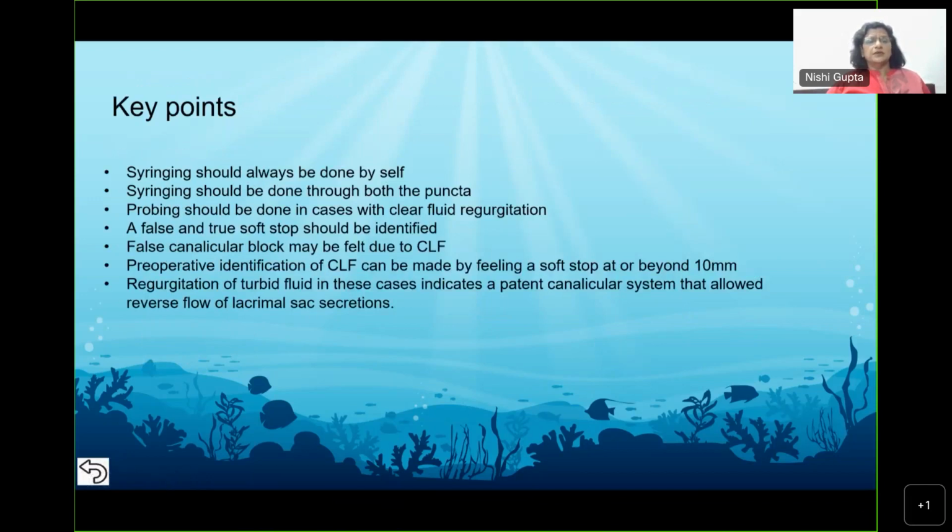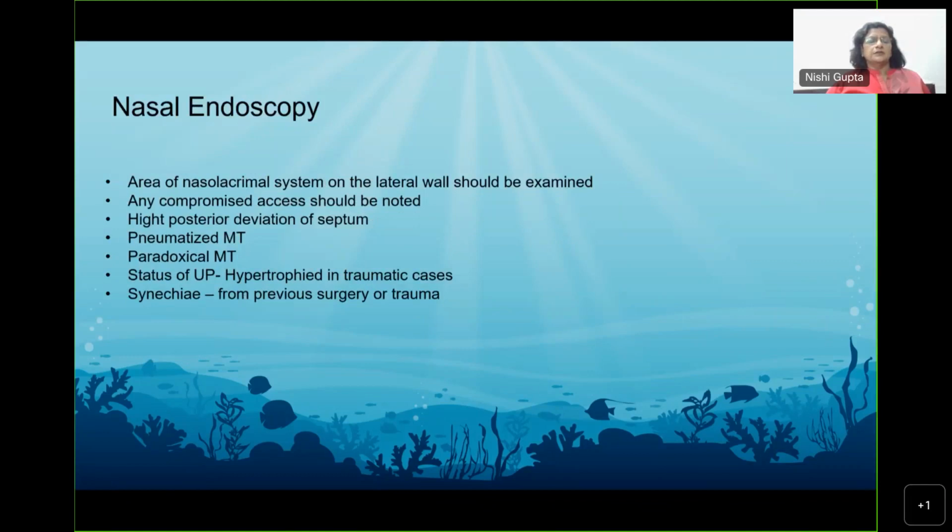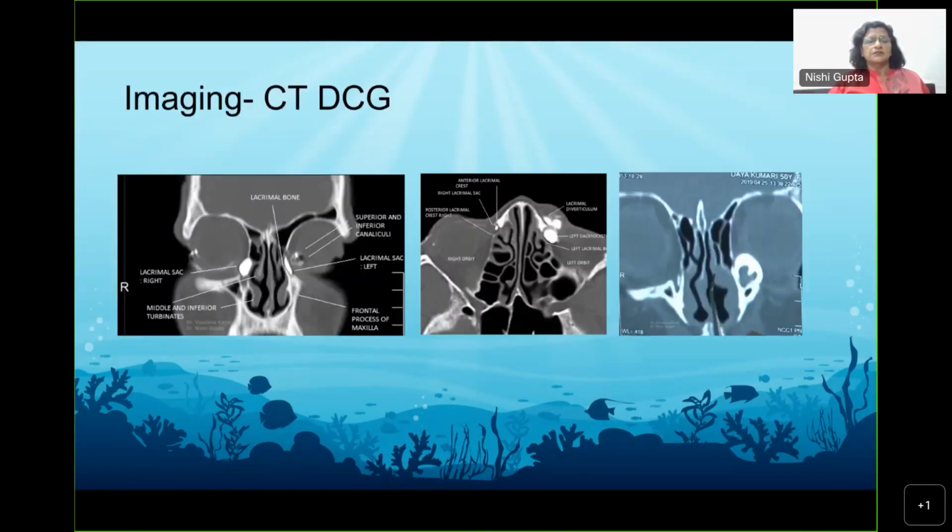I think everybody knows syringing should be done through both puncta. Probing should be done in clear regurgitation. And nasal endoscopy again is very important. This was imaging, CT dacryocystography, a plain dilated sac and a lacrimal sac diverticulum, as we can see here.